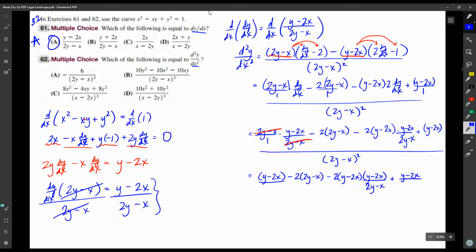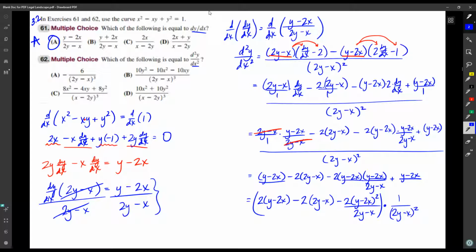Here's a y minus 2x and here's a y minus 2x. That makes 2 of those. I've already got 2 of these, so I'm going to call that squared. Hopefully that helps. 2 y minus 2x's minus 2, 2y minus x's minus 2 y minus 2x quantity squared over a 2y minus x. And then this all together is times by that 1 over 2y minus x quantity squared. Okay.